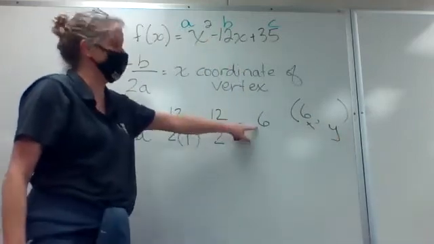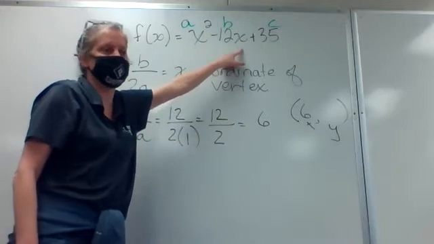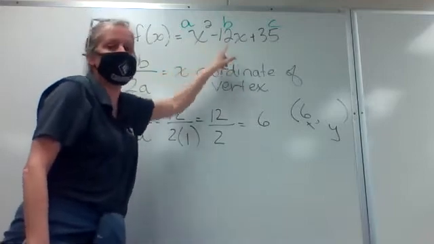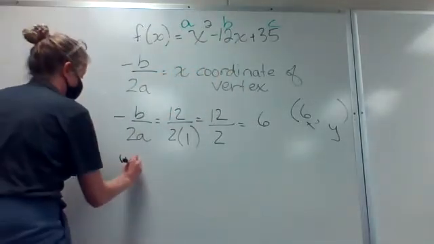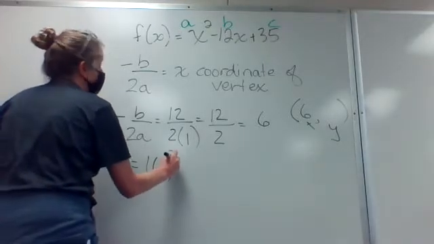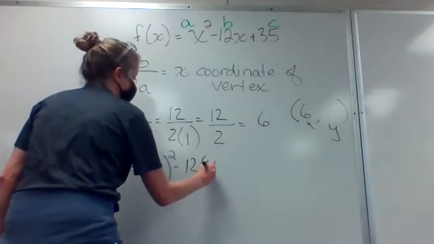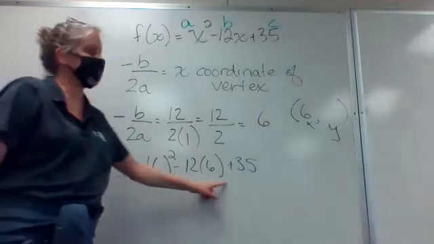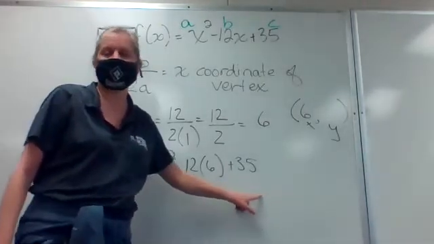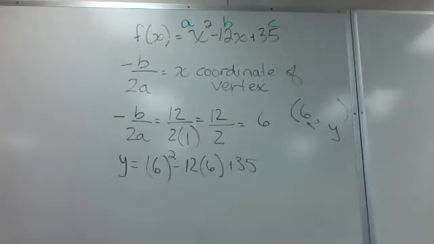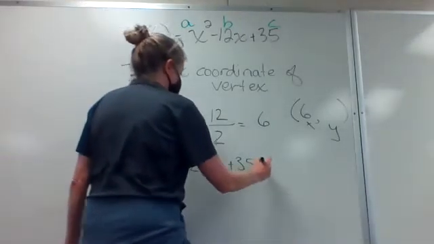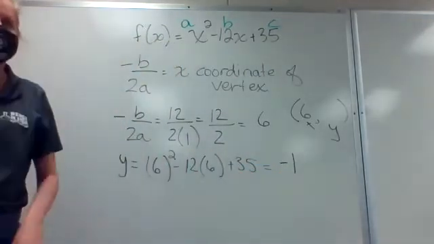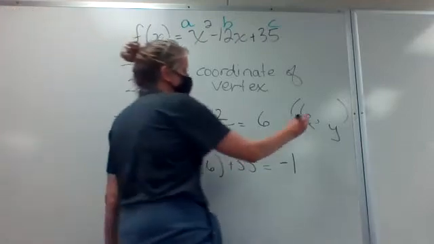How do you think we're going to find the y? What can I do with this 6? Plug it in, right? Because f of x is the same thing as saying y. So y equals, well, if I know what my x is, I just plug it in. So y equals 6 squared minus 12 times 6 plus 35. And then you can just plug this into your calculator. It'll follow the order of operations and everything if you type it in exactly like you're seeing. So 6 squared minus 12 times 6 plus 35 gives me -1. So there's my vertex.